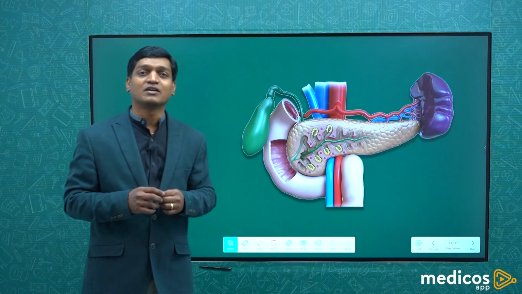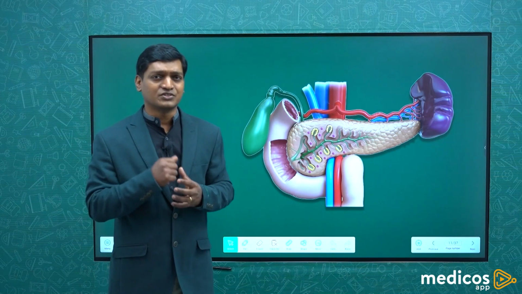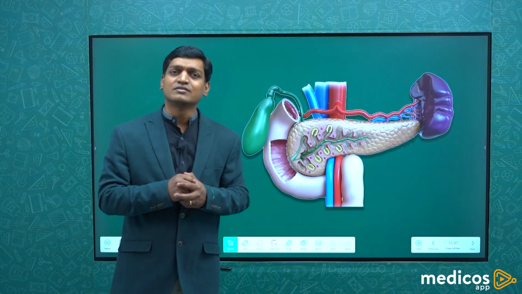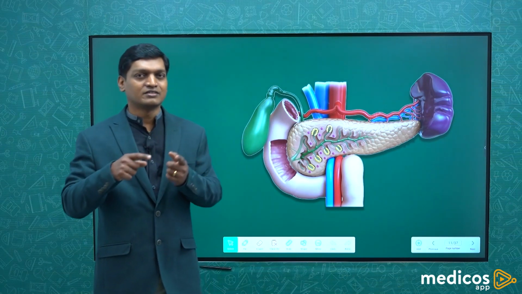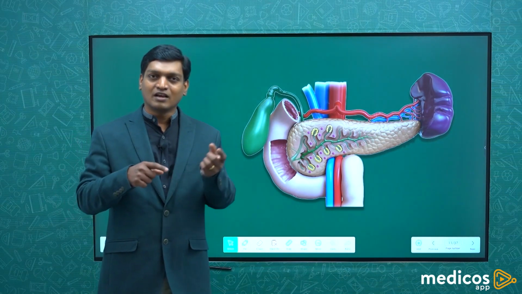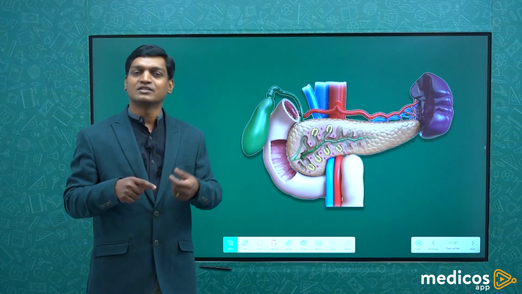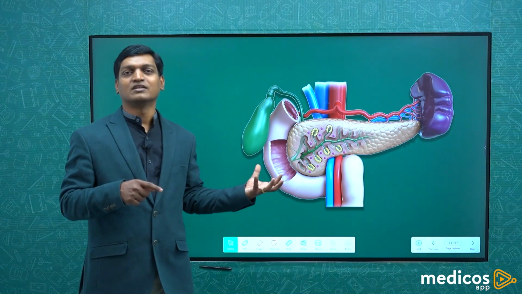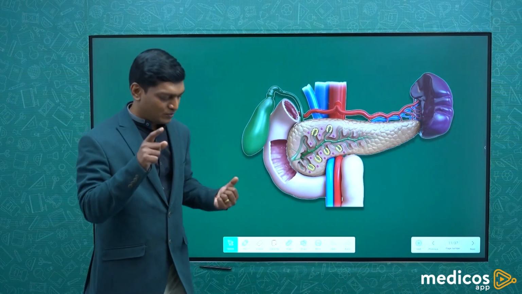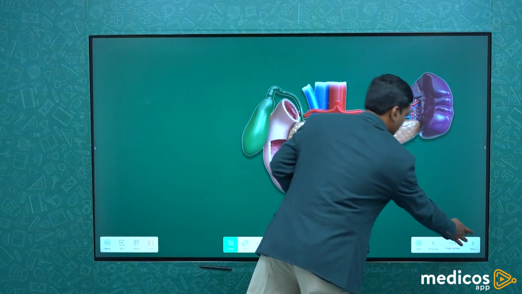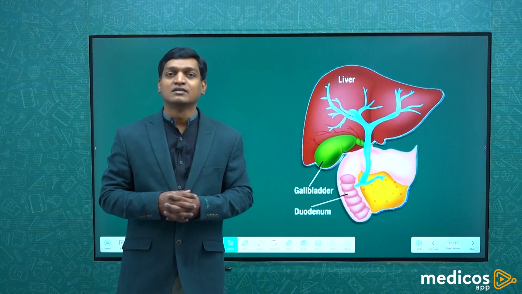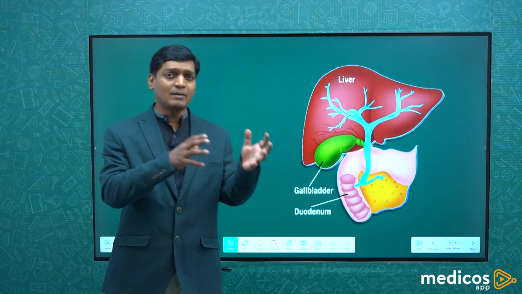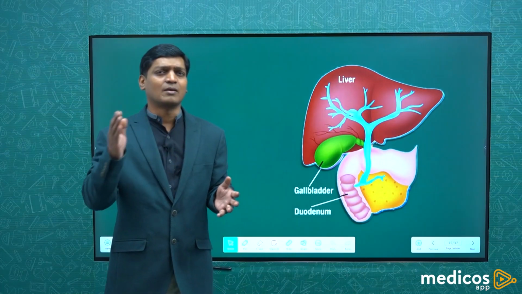What is the function of gallbladder? Storage and concentration. From where does it receive? From the liver. So the bile is secreted from the liver and it is coming through the hepatic duct and finally it enters into the cystic duct and gets stored in the gallbladder. So studying about this is nothing but biliary apparatus. We have intrahepatic biliary apparatus, extrahepatic biliary apparatus.